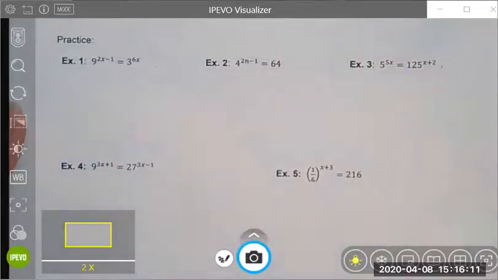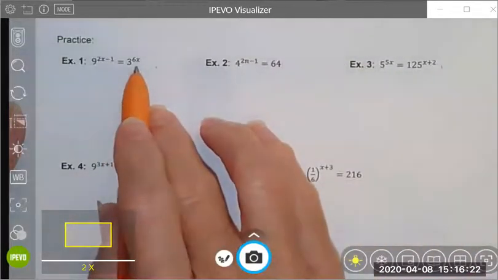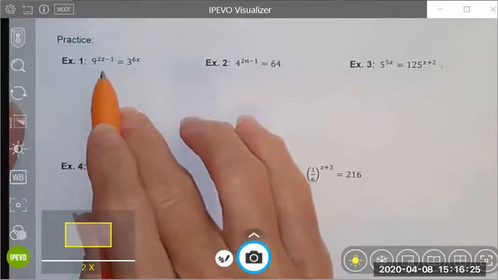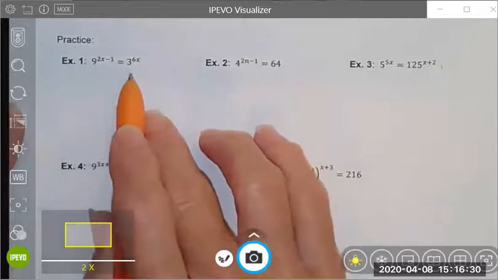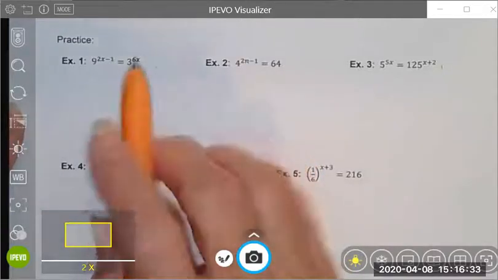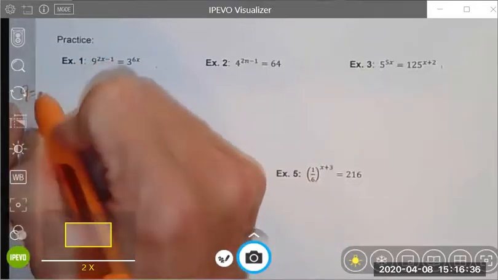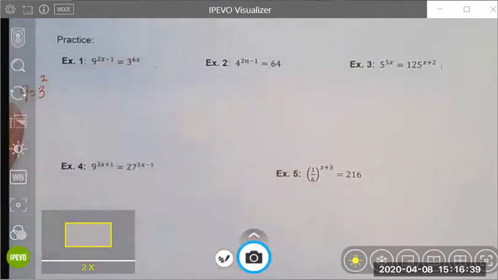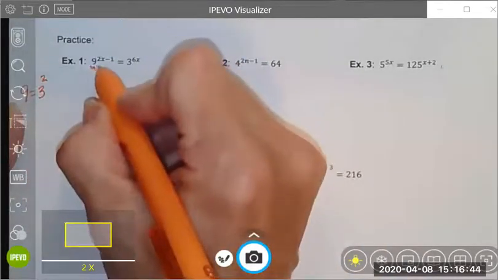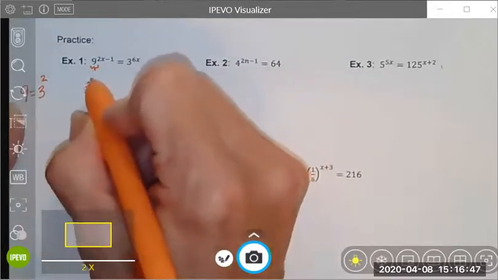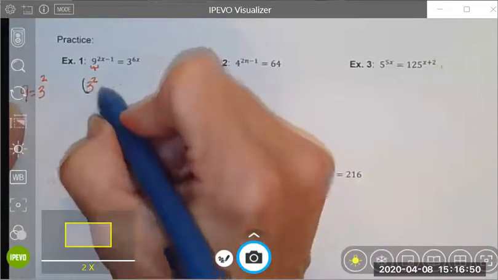In example 1, I'm given 9 to the 2x minus 1 equals 3 to the 6x. Step 1 above suggests that we come up with a common base. The right-hand side of my equation has base 3, the left-hand side base 9. And I remember that I can write 9 using a 3 for a base. So 9 is really just 3 squared. So I can substitute in 3 squared instead of using the 9, with a little mini brackets there. And now I have a common base.